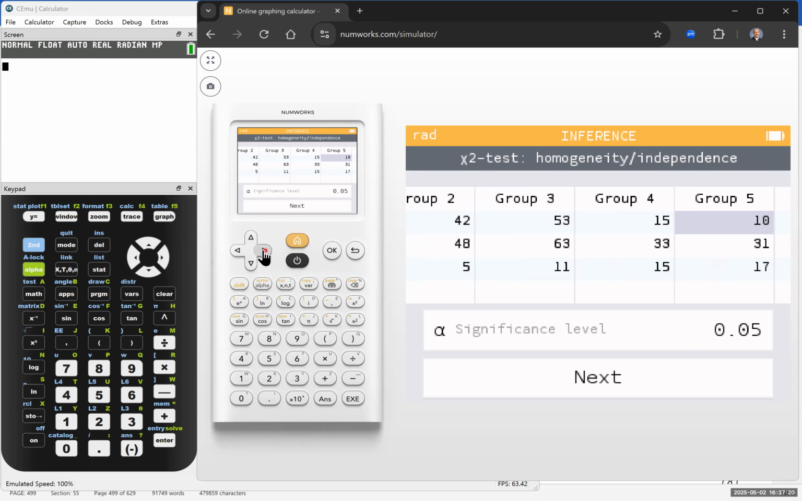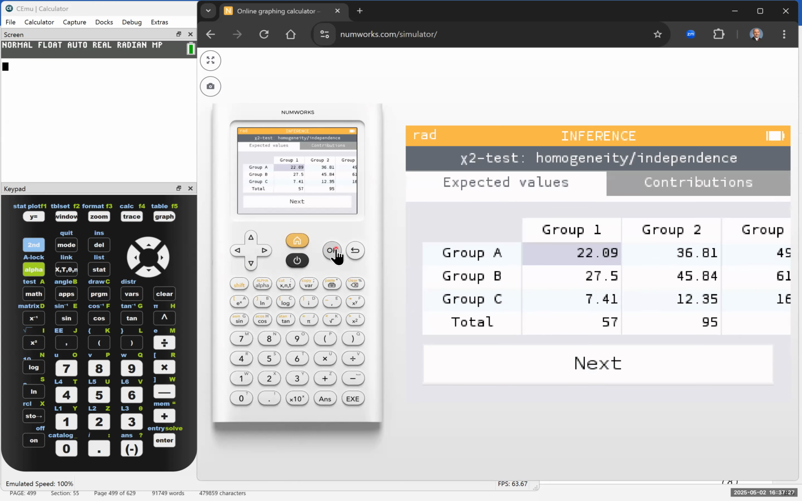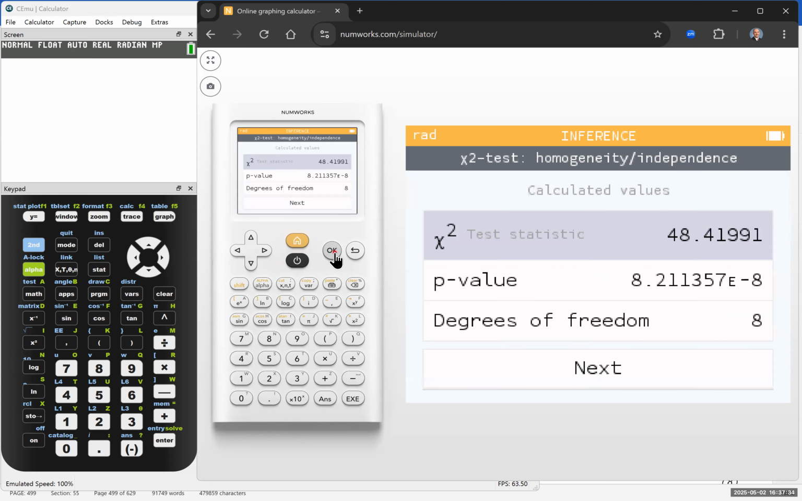You can see I've got a 3 by 5 matrix, 5% significance level. Click Next. It's giving me all of the expected values. Click Next. And here's my chi-squared statistic as well as my p-value. And the p-value is really small, right? This means 10 to the minus 8, so the decimal place is going to go to the left 8 spaces. So I'll have 7 zeros ahead of this.